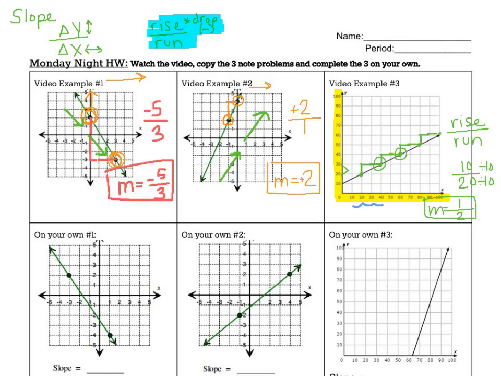So there are our notes for Monday night. Go ahead and do the 3 on your own problems. Make sure to pay attention for the positive and negative slope. And Mr. Lopez will be there if you have any questions tomorrow.